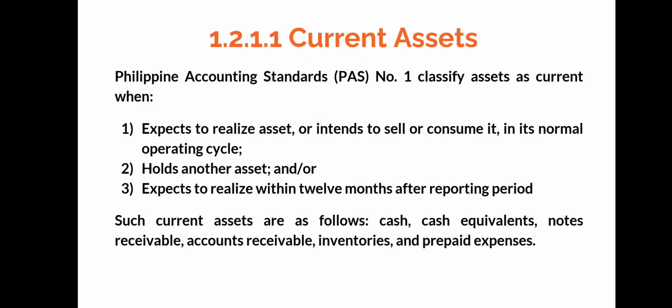Assets that are expected to be consumed, sold, or converted into cash in 12 months or less are called current assets. Such current assets are as follows: cash, cash equivalents, notes receivable, accounts receivable, inventories, and prepaid expenses.